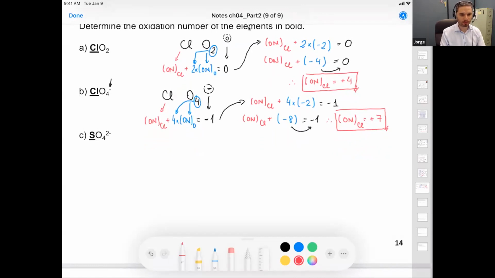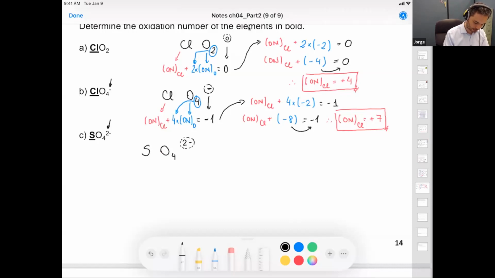Last example, the sulfate ion. Again, sulfate is a charged ion, and the charge is 2 minus or -2, so that will be important. So what I like to do is to rewrite the elements and rewrite the charge here.